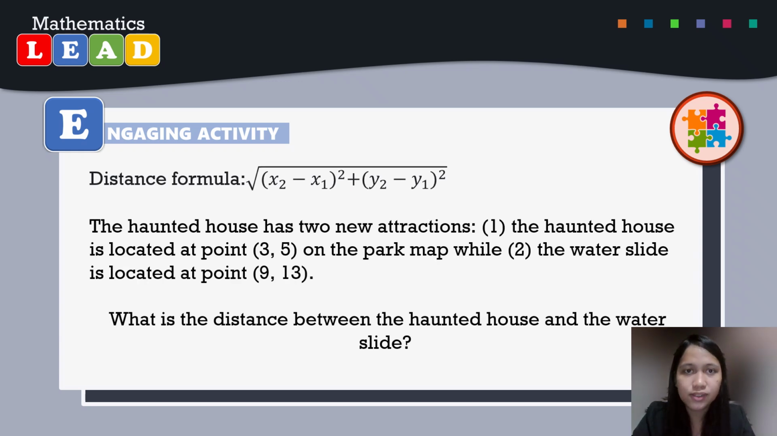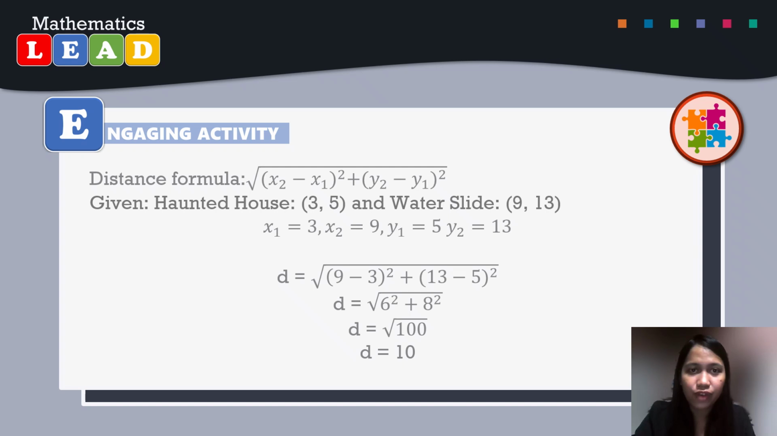Let's read all together. The haunted house has two new attractions. One, the haunted house, is located at the point (3, 5) on the park map, while the second, the water slide, is located at point (9, 13). The question is, what is the distance between the haunted house and the water slide? Very good. The answer is 10. So we just need to determine and substitute the values to the formula and simplify it to get the correct answer.